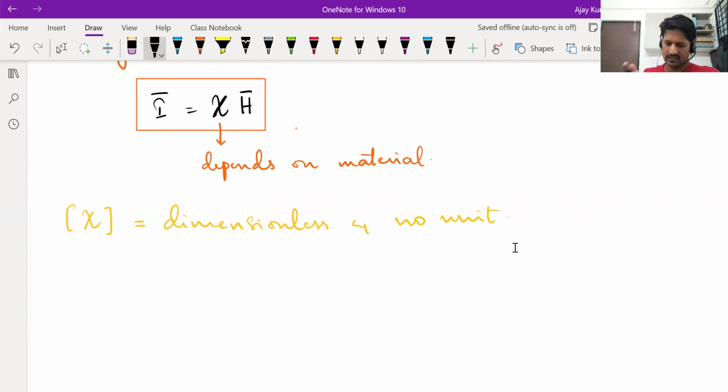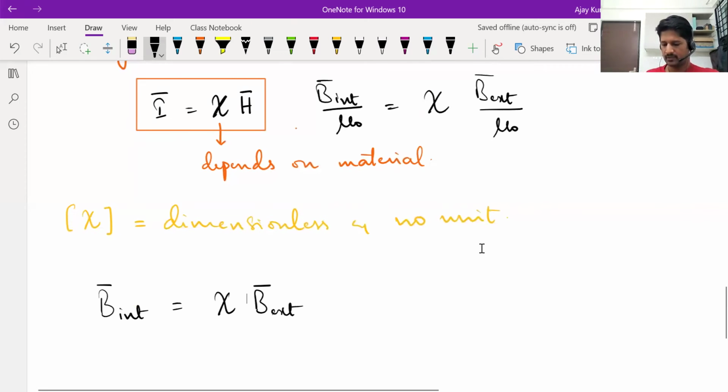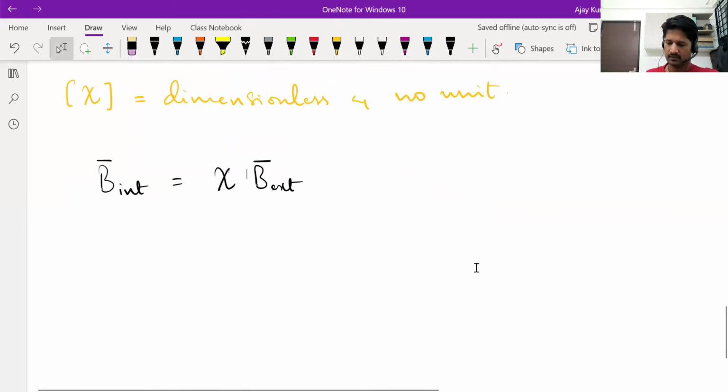Okay, fine. Now I is x times H. I is nothing but internal magnetic field divided by mu naught. That is susceptibility multiplied with external magnetic field divided by mu naught. Mu naught cancels. So you can say the internal magnetic field developed inside a material is x multiplied with the external magnetic field that you set up. These are vector quantities.